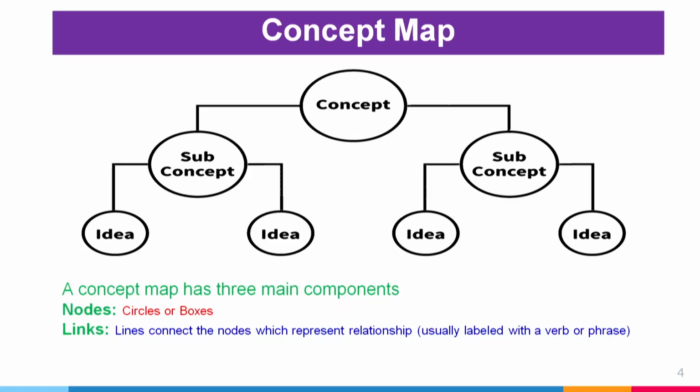And the lines which are connected by two nodes, or we can say circles or boxes, that we have seen, is a relationship. It is called a link. So it will normally be represented by a verb or a phrase.